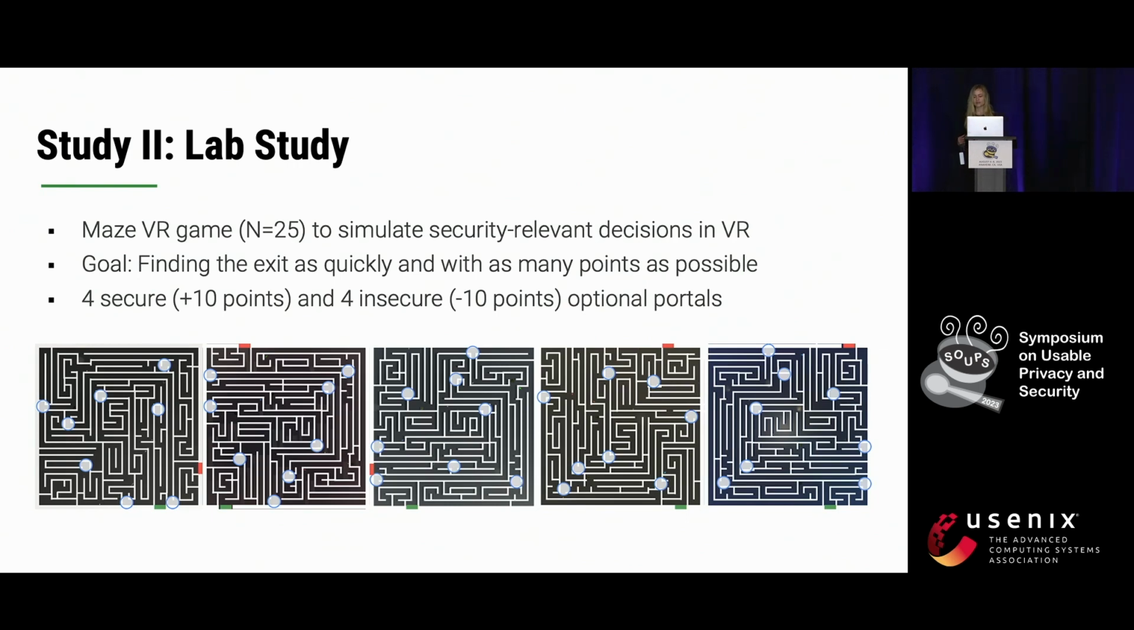Participants started with 100 points and received 10 points for taking a secure connection and lost 10 points for taking an insecure portal. As our participants knew that they were in a study setting without real danger, we needed a well enough simulation of negative consequences for choosing an insecure connection. That is why we deducted points when participants chose an insecure portal. And the timer was a constant reminder not to lose too much time at the portals, similar to how security decisions are usually not given too much time in the real world.